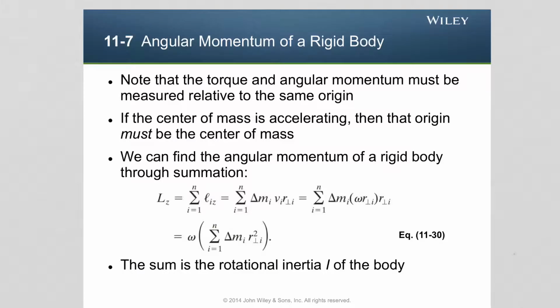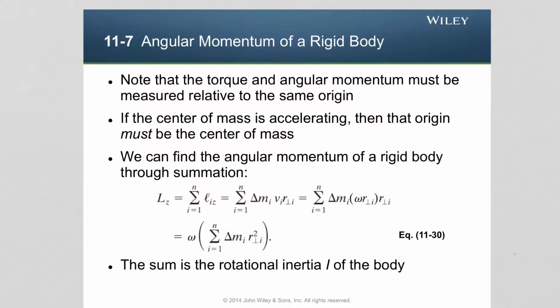From the consideration that the torque and the angular momentum must be measured relative to the same origin, it follows that if the center of mass of a rigid body is accelerating, then the origin must be on the center of mass. So then for a rigid body, we can find the angular momentum by summing the angular momenta of all individual particles with respect to the center of mass, essentially. Well, it can be any other point, really.